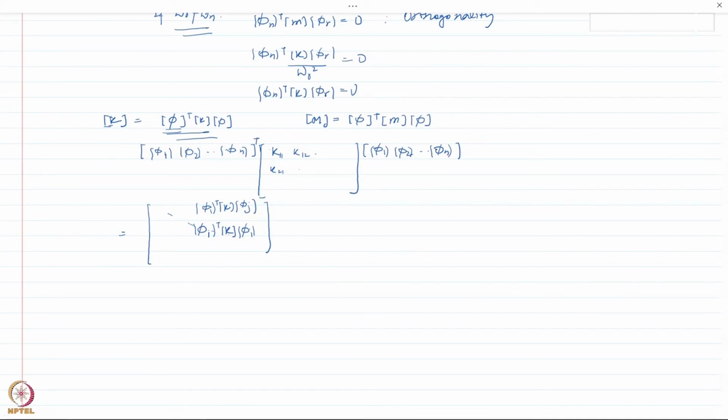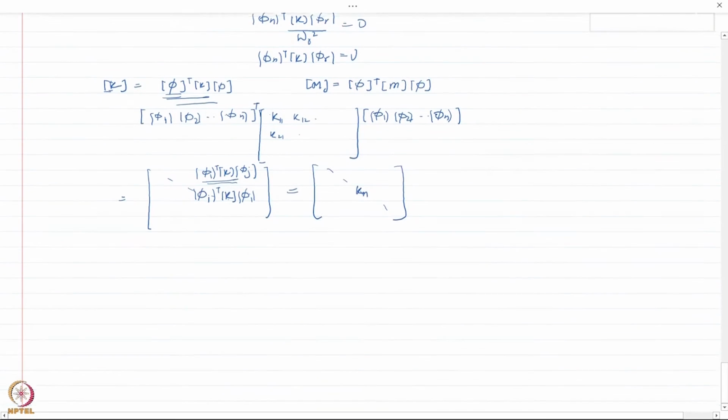Now if you look carefully, using the orthogonality property, wherever i and j are different, those terms would be equal to 0. The non-zero terms would only exist as long as i and j are both equal, let us say in this case i. So only the diagonal terms are going to exist here.